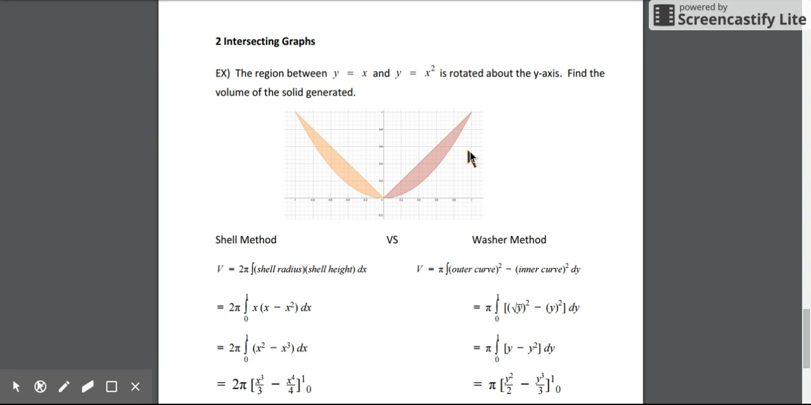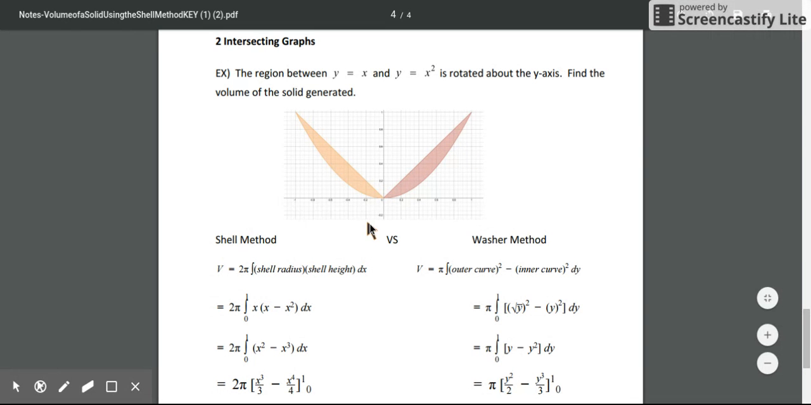All right, so let's figure out how we can use the shell method. The shell method is saying that we need to know what our shell radius is and our shell height. And then we can use this formula and we can use our equations in terms of x. So that's one nice thing about the shell method: even though we're revolving around the y-axis, we're allowed to do everything in terms of x. Whereas the washer method, if I want to revolve around the y-axis, I need my equations in terms of y. So that's another thing that may make the washer method a little tricky. But once you get the hang of it, maybe both of these methods are equally easy.